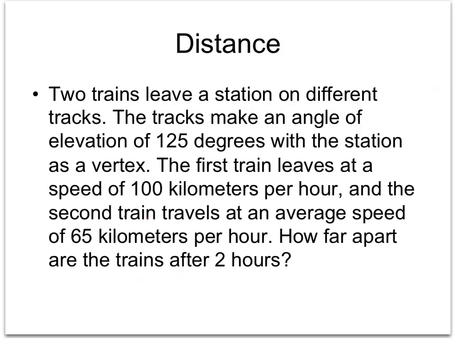Now let's try a word problem. Get us sort of the idea of why we would use this in a real life situation. Two trains leave a station on different tracks. The tracks make an angle of elevation of 125 degrees with the station as a vertex. The first train leaves at a speed of 100 kilometers per hour, and the second train travels at an average speed of 65 kilometers per hour. How far apart are the trains after 2 hours?